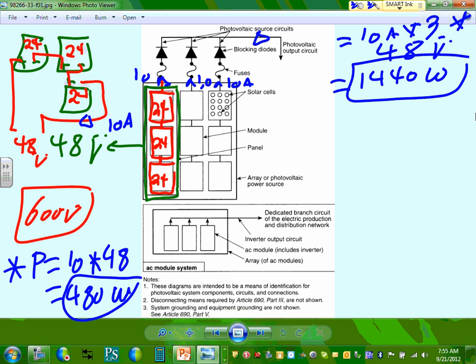No, you don't put them in parallel, the 24 guys. Here's how we do. Let me show you. You can't put them in parallel if you want to. But in the way we're doing them here, you're absolutely right, you can't put them in parallel. All the modules in the string are in series. Then to get more amps, what do you do? You put the strings in parallel.